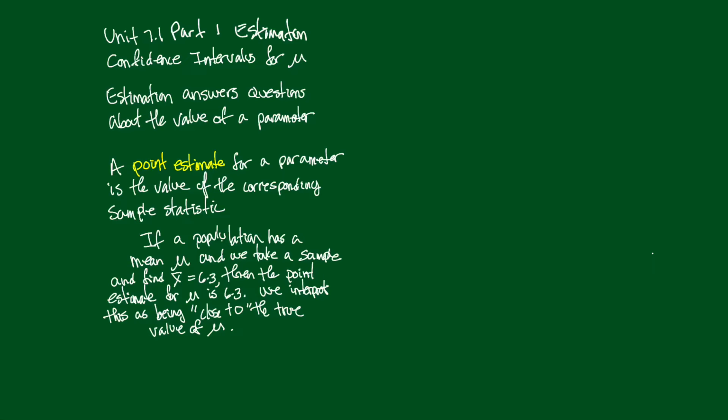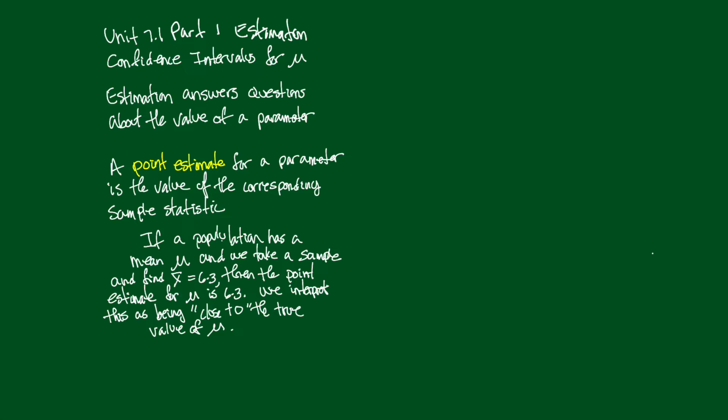Here we are in Unit 7.1. I'm going to do this in two parts. So part one, for estimation, we're going to talk about confidence intervals for the mean. Now, here's what estimation is. Estimation answers questions about the value of a particular parameter.